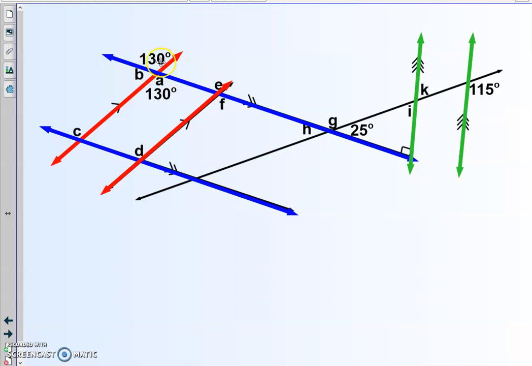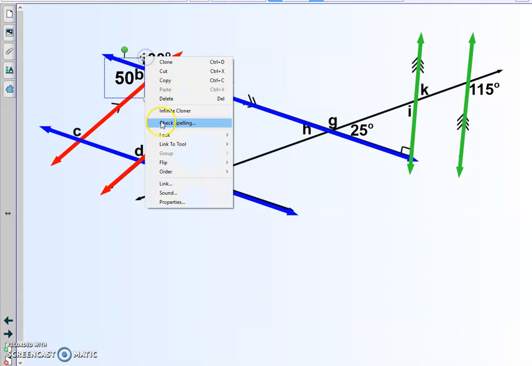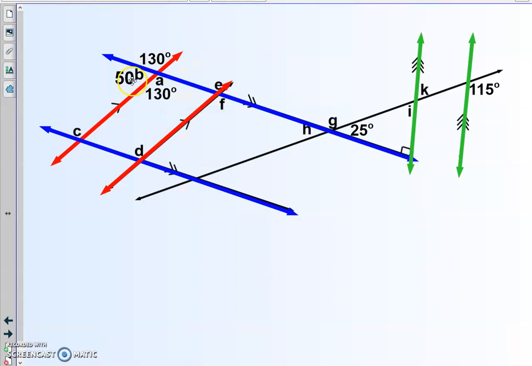I also notice that this is a blue and red angle, and this is a blue and red angle. And if I can identify the name of those two angles, I can get the relationship. And of course, the name for these two angles is they share a vertex, they share a side, they're called a linear pair. And so this angle right here would be 50 degrees. And I'll lock that in as 50 degrees.